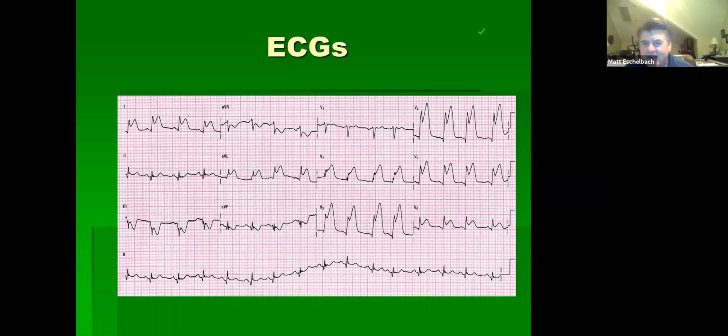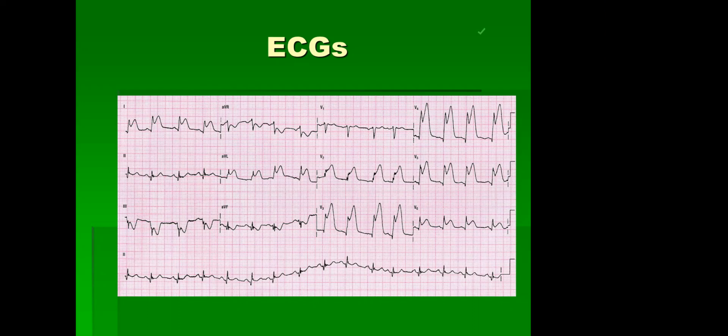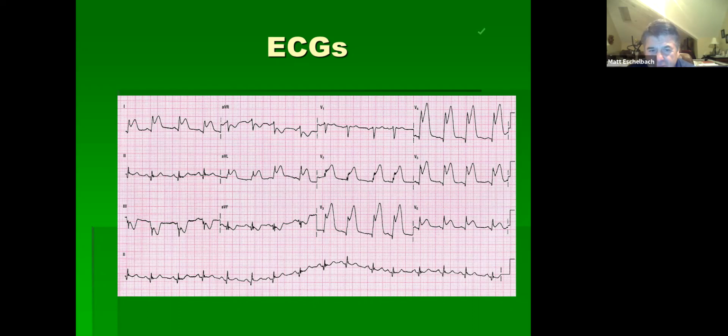Let's start. We're going to spoon it and figure out why it's spoon. Other than the fact that it scares the hell out of us by looking at it, let's attack it one region at a time. Lateral leads, 1, AVL, V5, V6. What do we see? Diffuse ST elevation. Okay, good. Inferior leads, 2, 3, and AVF.